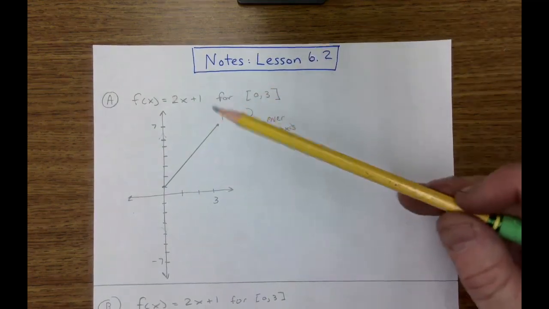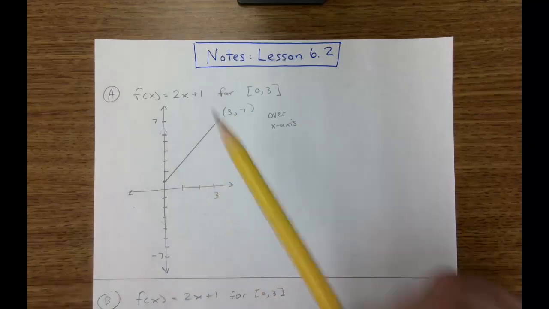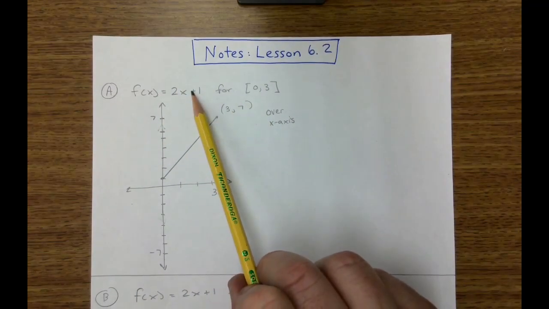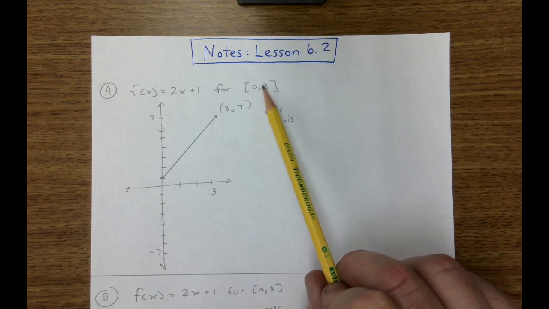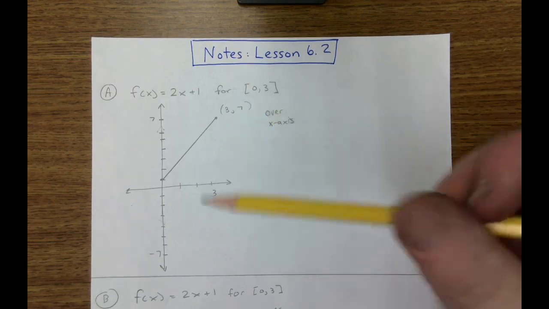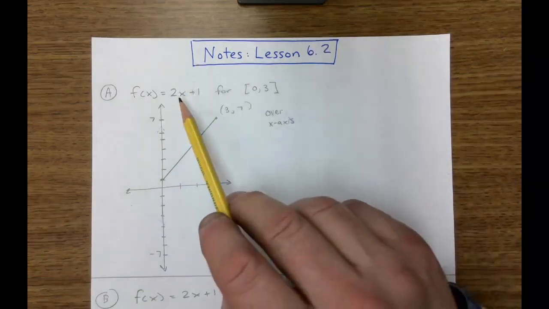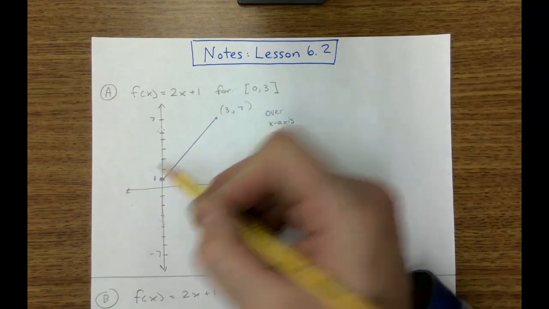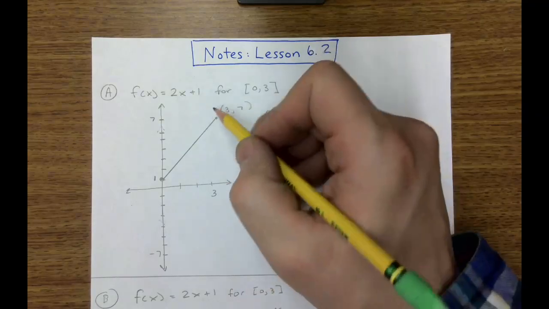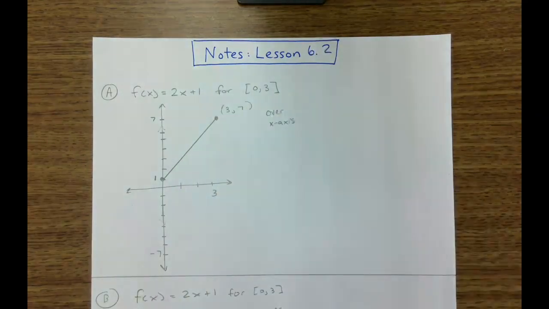On problem A here, we're given an equation, which is this straight line, 2x plus 1, and we're just going to talk about this over the interval from 0 to 3. So I went ahead and graphed this. Again, this is going to be a straight line. If I plug in 0, it's 1, so I have a point here at 1. If I plug in 3, I have 7, so there's a point there, and it's a linear equation.